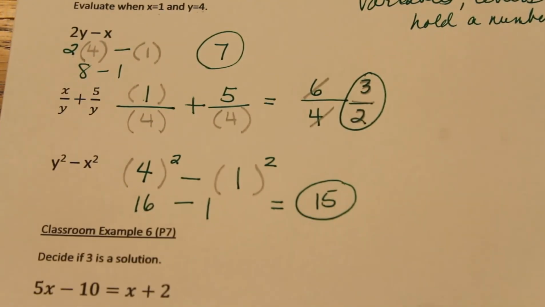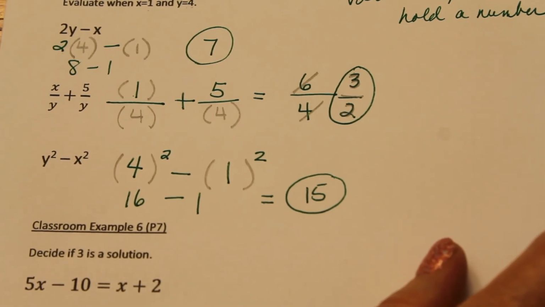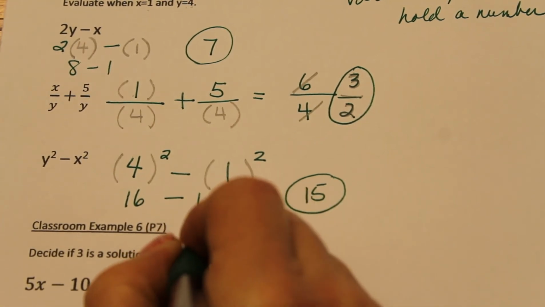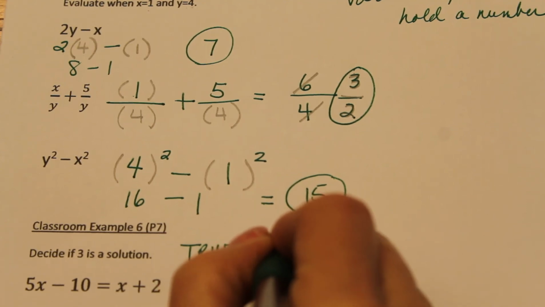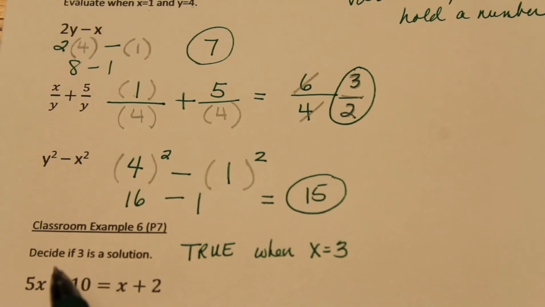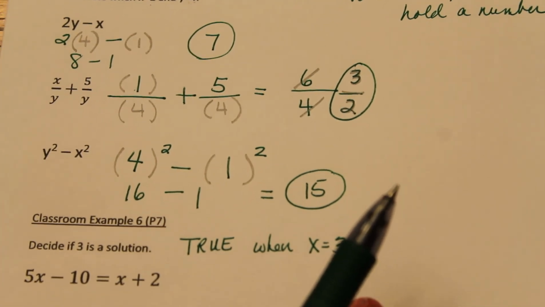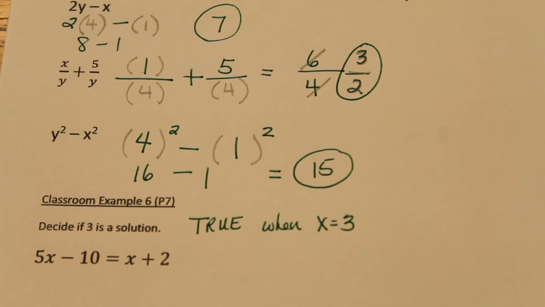This next question, we're asked to decide if 3 is a solution. What that means is, is this a true statement when or if x equals 3? So we're going to substitute in a 3 everywhere we see an x. And if we come up with a true statement, we're going to say yes, 3 is a solution. If it is not a true statement, we're going to say no, 3 is not a solution.